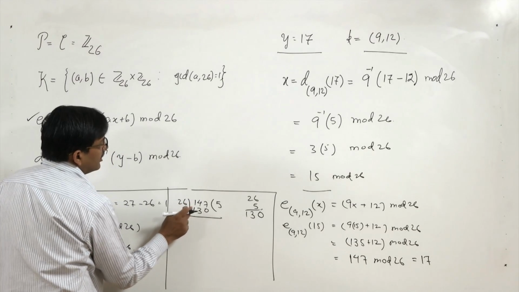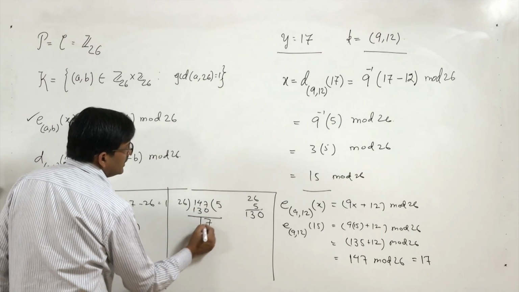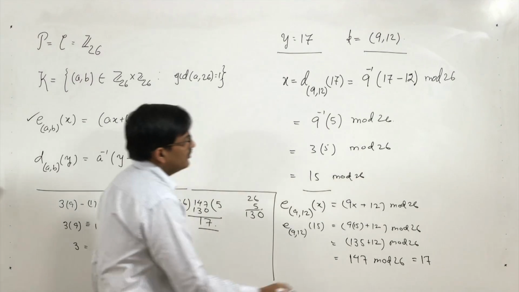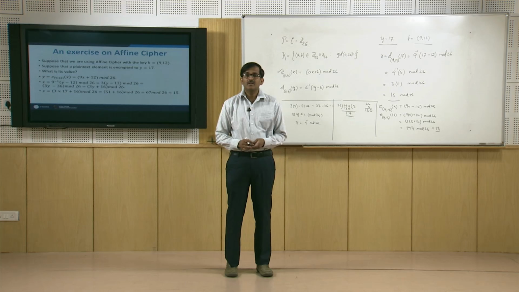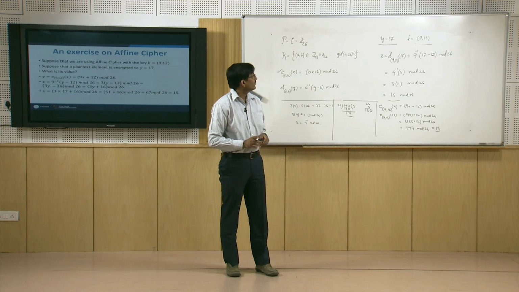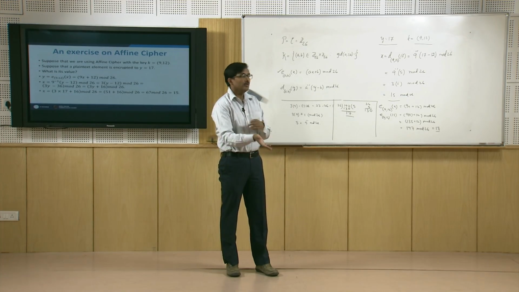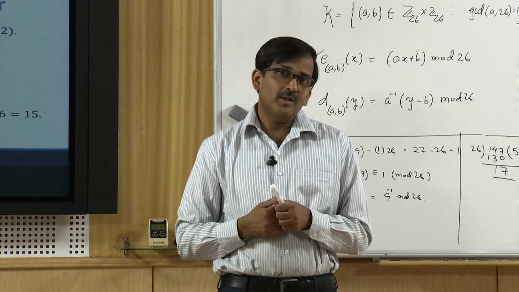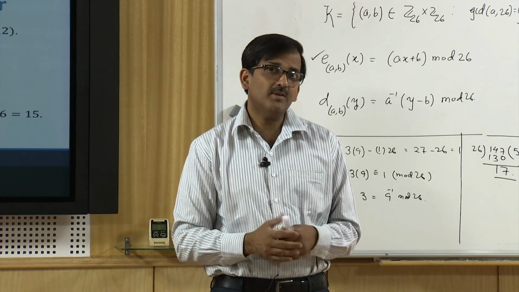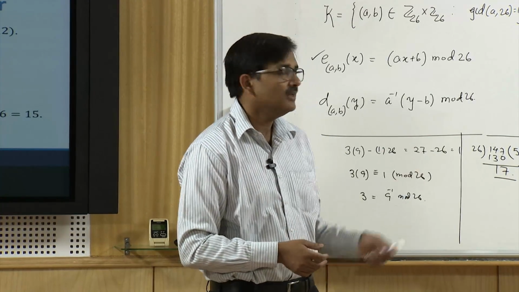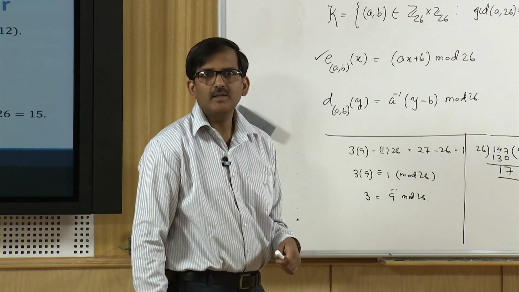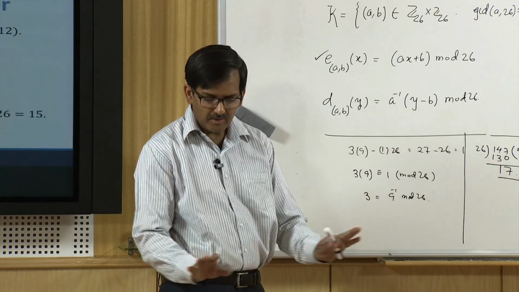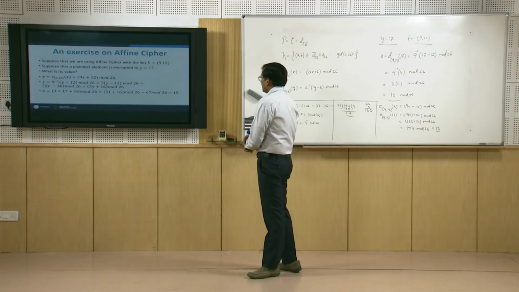If we subtract 130 from 147, we get 17, which is the remainder, and therefore, I am writing it over here. Thus, we see that our calculations are correct. We started with y equal to 17, the key was 9, 12, and we computed the inverse transform of the affine cipher, which is the decryption of the affine cipher, and we got 15. Now, we start from 15, use the key and use the function for the affine cipher, and we find that we are getting 17. So, everything was all right. So, we have got our answer.